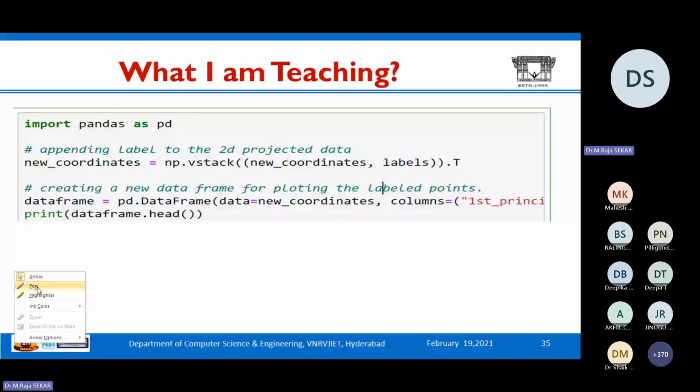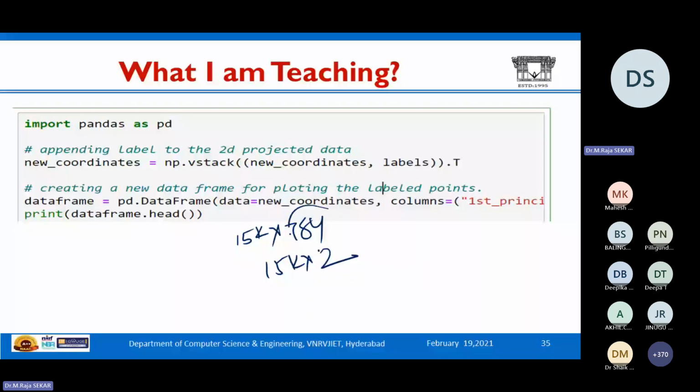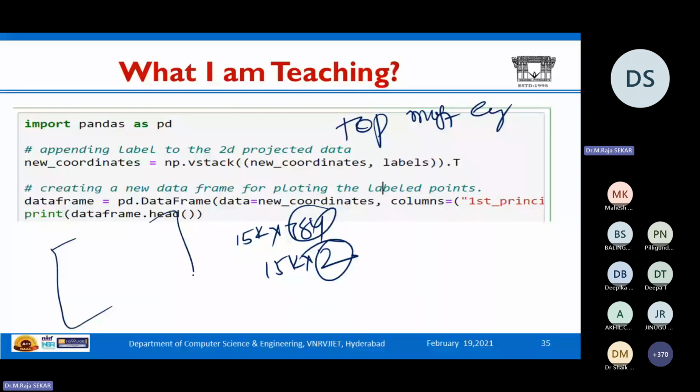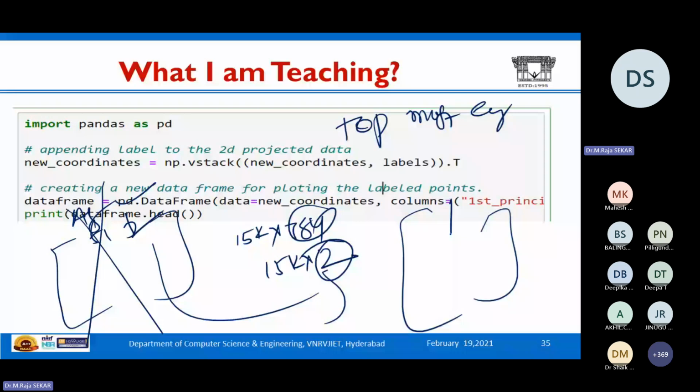Actually, your original data set is 15,000 by 784. Now you are converting it into 15,000 by 2, instead of 784, with the topmost eigenvectors. Earlier we were discussing that there are 2 features, age and height. Age has less variance, so drop it and retain height, like that. That we are manually doing, but mathematically that's the beauty of the covariance matrix.